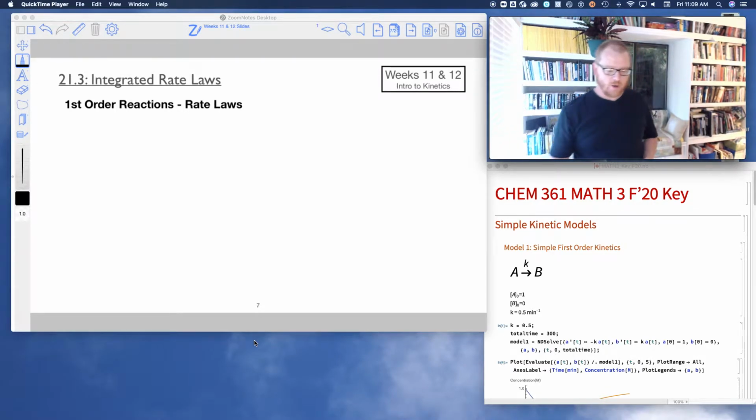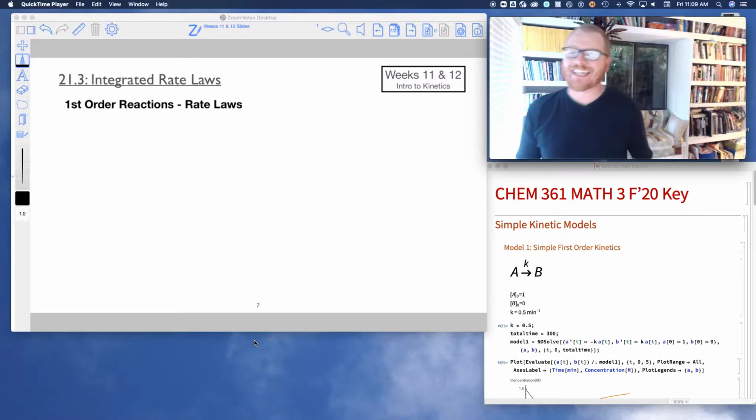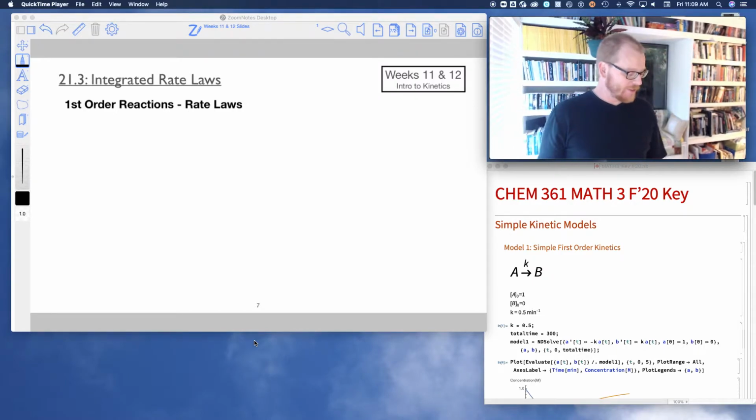All right, folks, here we go. We're getting more into this kinetics. I'm real excited about this stuff.